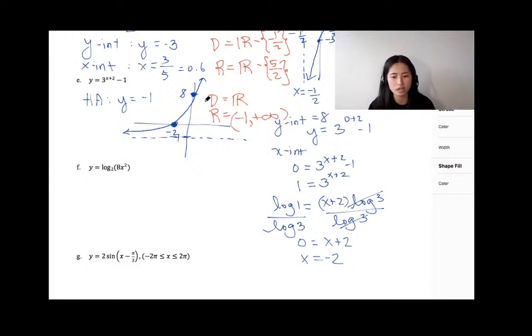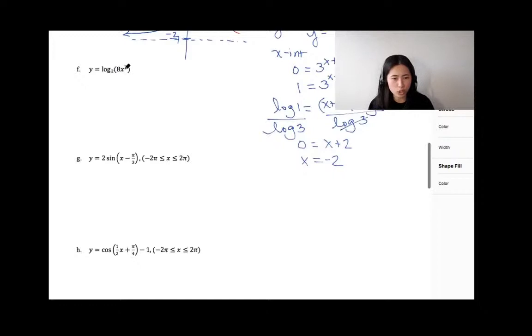So that's your range. Now, if we're looking at logarithms, you need to figure out what your domain is based on the 8x², which is your x value. So we're going to set up 8x² greater than 0. And how do I know that this needs to be greater than 0 and not greater than or equal to 0? Well, if you have log base 2 of 0, that means it's undefined. You cannot have your function at x equal to 0. That's why it needs to be greater than 0.